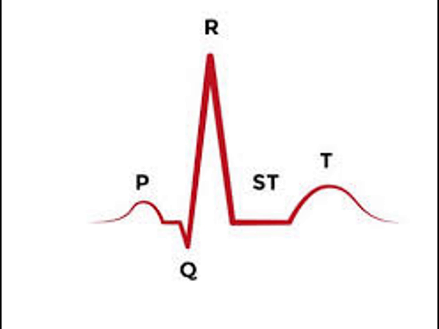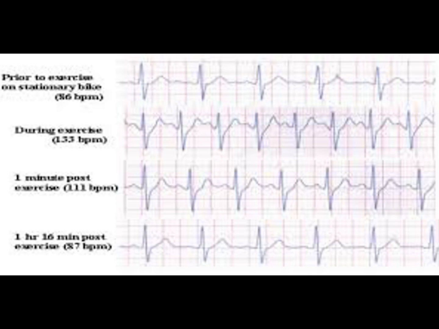Now we can also investigate the effect of exercise on the heart rate. We can firstly record the pulse rate at rest for a minute. This is called the resting heart rate. Then we can also measure it during exercise as well as after exercise, and then compare the ECG figures for each heart rate. So here we can see an echocardiogram for different phases of exercise.